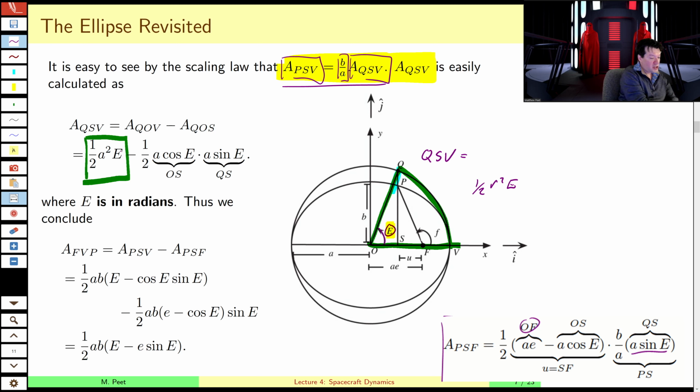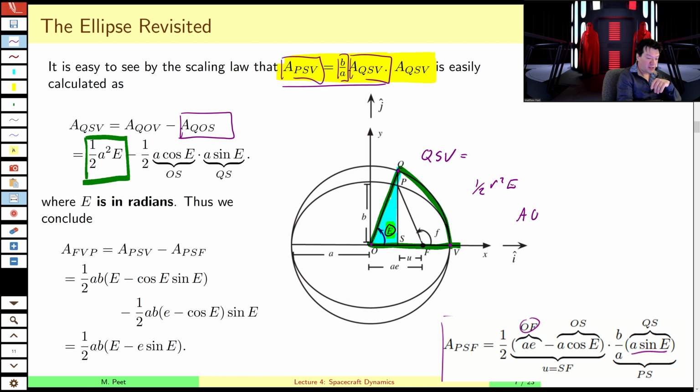So that's QOV, from here to here to here. That's an easy one. And now we have QOS. In order to get that area, we need to take the green box and subtract off, I'll make it a blue box, this triangle right here. And again, triangles are not too hard to define.